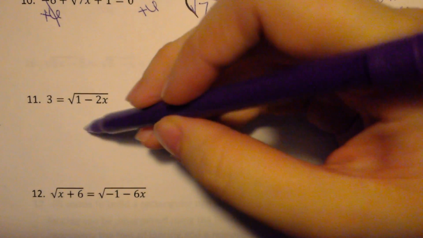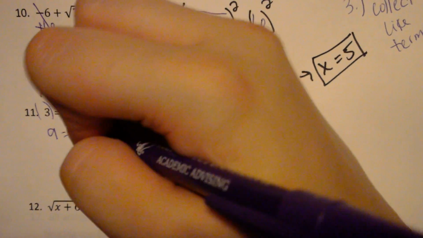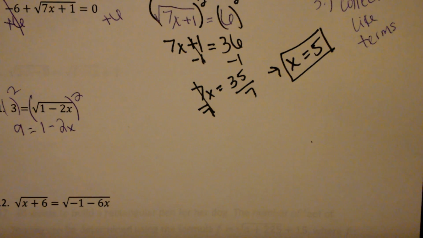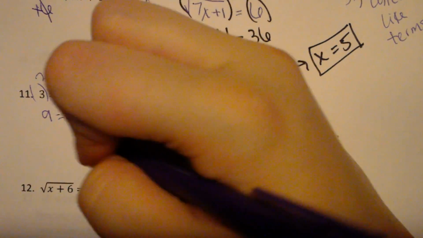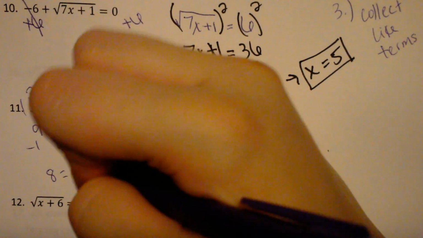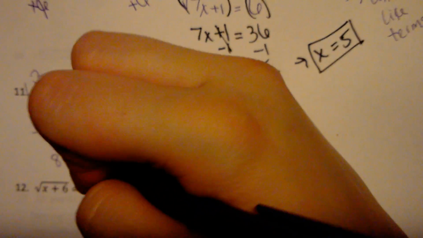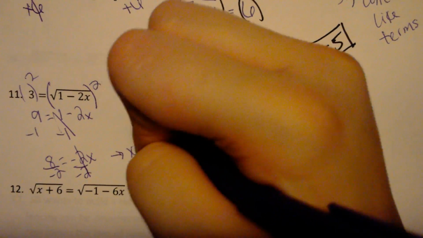The next one, my square root is already isolated, so I can go ahead and square both sides. That leaves me 9 equals 1 minus 2x. So now I can collect my like terms and solve for x. Subtract 1, and it gives me 8 equals negative 2x. So I'm going to divide by negative 2, and that gives me x is negative 4.